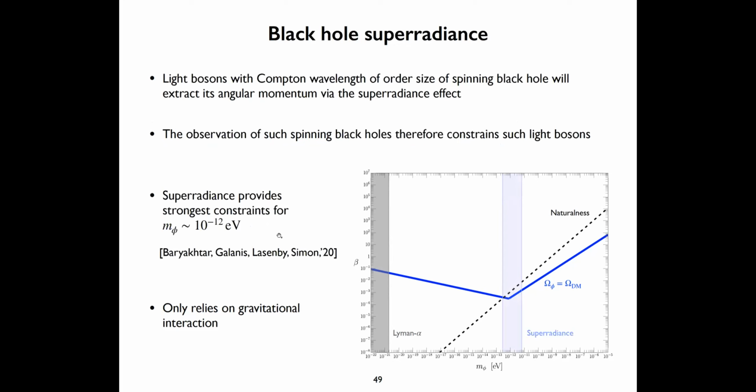Another constraint that comes just from the gravitational coupling is due to the black hole superradiance effect. Here the idea is that light bosons with Compton wavelength of order the size of a spinning black hole will extract angular momentum through the superradiance effect. The fact that we see such spinning black holes in X-ray binaries, in this particular case, constrains light bosons. The superradiance provides the strongest constraints for scalar masses of order 10^-12 electron volts, as I'm showing here. So this can also probe an interesting region of parameter space.